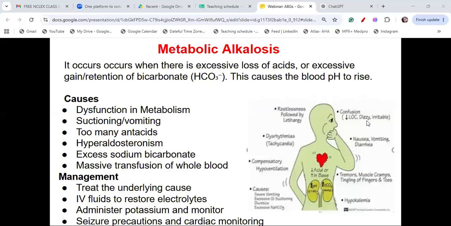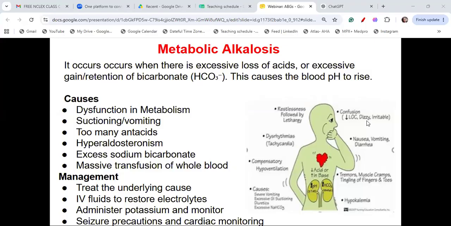We also have excess sodium bicarbonate whenever you give too much of that. And lastly, sometimes even massive transfusion of whole blood. Whole blood contains something called citrate. So when citrate is metabolized, it forms bicarbonates, which again can lead to metabolic alkalosis.